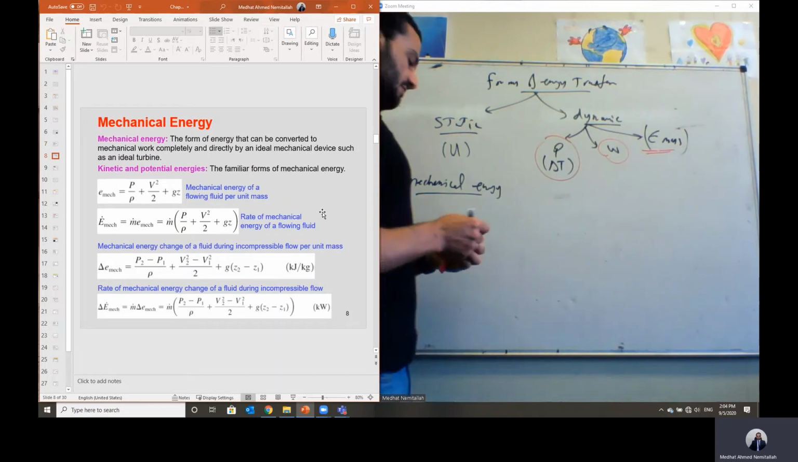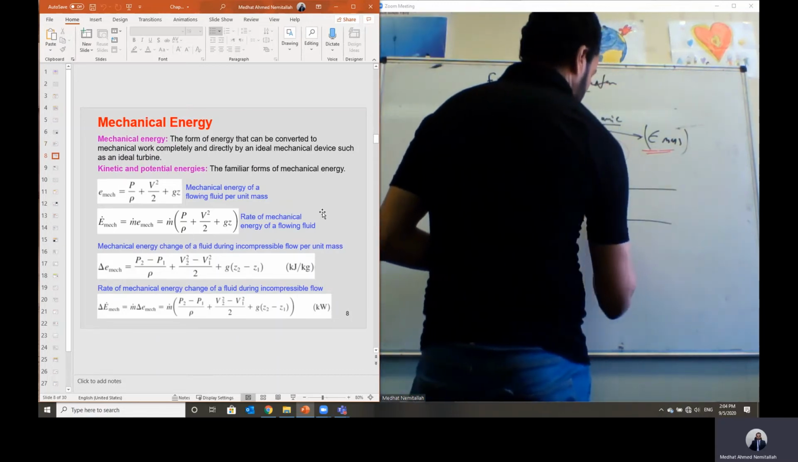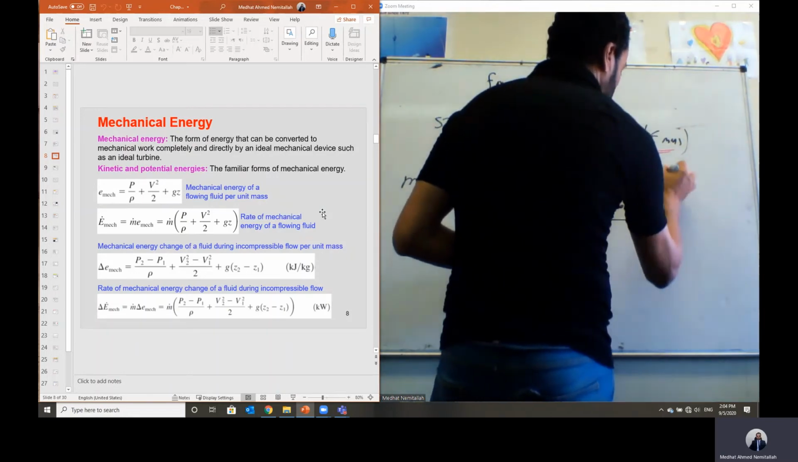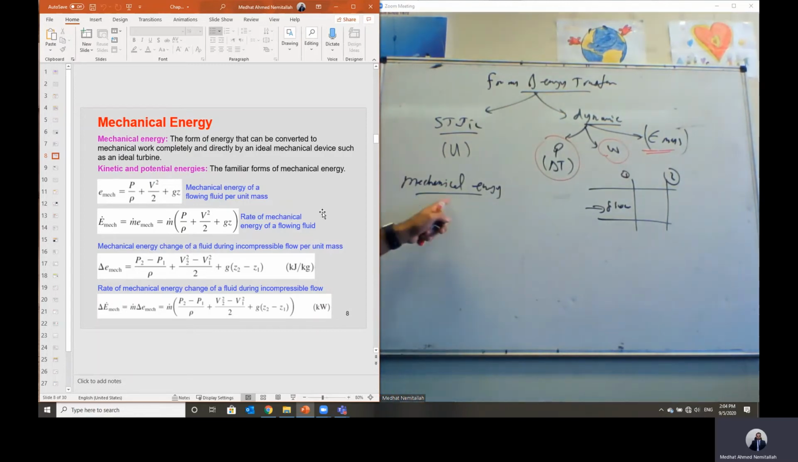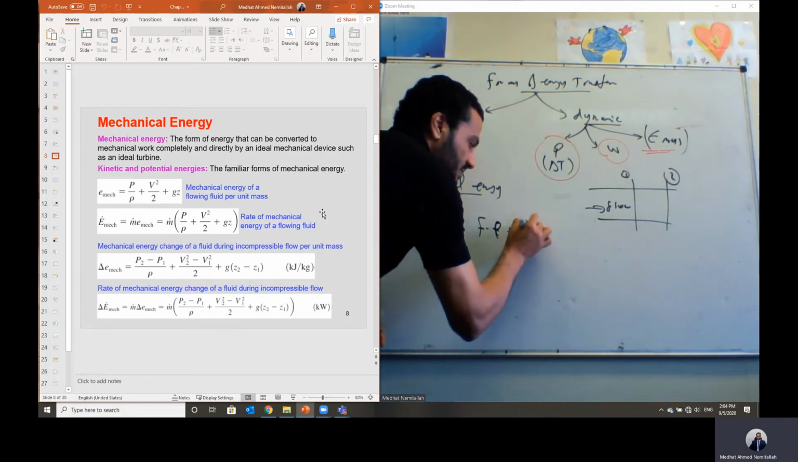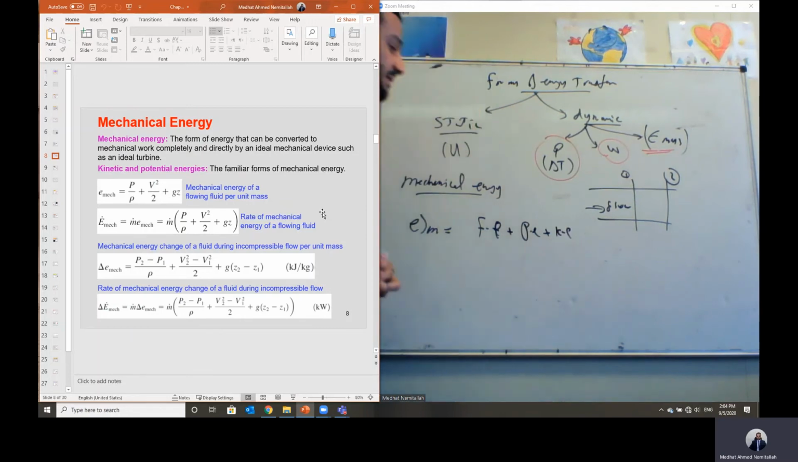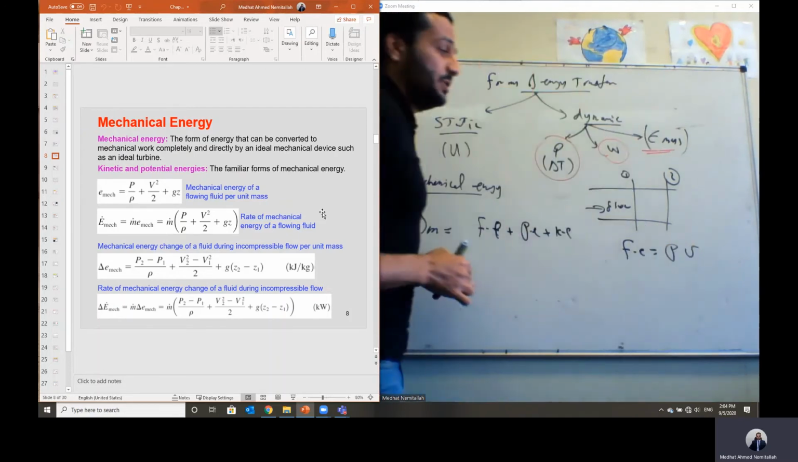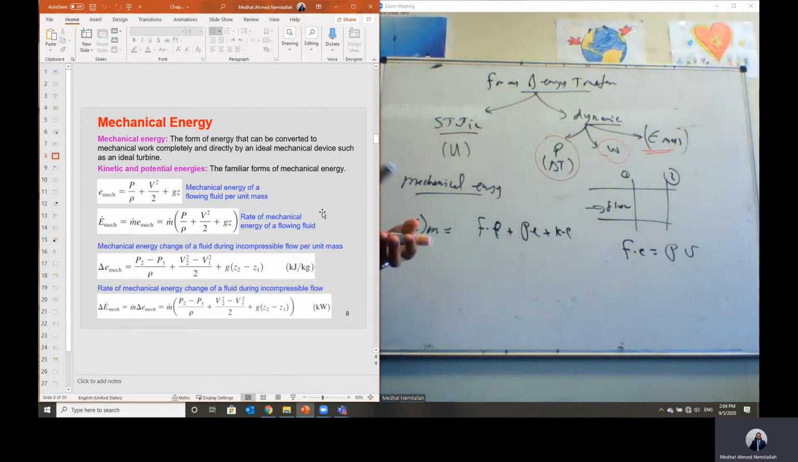Okay, but if we have a flowing fluid inside a tube, a flow that is moving, let's say, from cross section 1 to cross section 2, what are the forms of the mechanical energy of the fluid? The mechanical energy of the fluid will equal the flow energy plus the potential energy of the flow plus the kinetic energy of the flow. The flow energy, FE, is equal to the pressure multiplied by the specific volume.